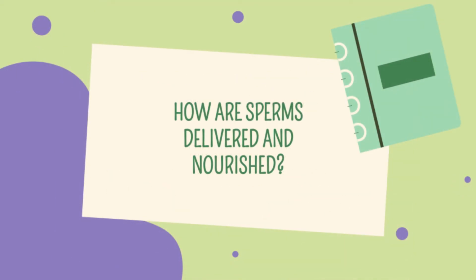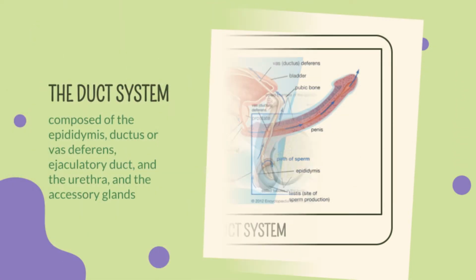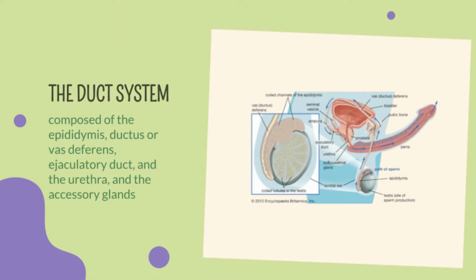So, how are sperms delivered and nourished? It is the function of the secondary sex organs. Together, the duct system, composed of the epididymis, ductus or vas deferens, ejaculatory duct, and the urethra, and the accessory glands composed of the seminal vesicles, prostate, and bulbourethral gland build up the secondary sex organs.